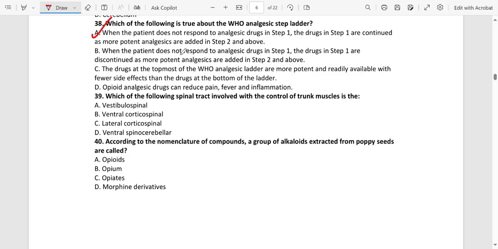Thank you. So remember, as we said, you only add when you are giving the drug in the higher step in the analgesic ladder. You don't stop the ones below. And the reason why we don't go straight to the ones on top is because they have a lot of side effects, like euphoria, addiction.